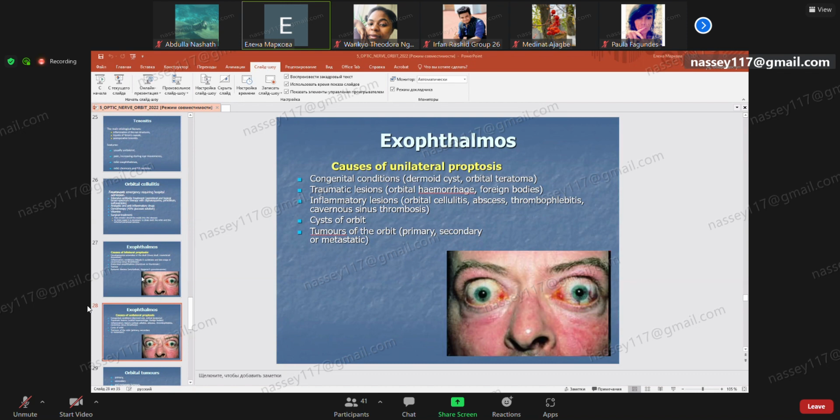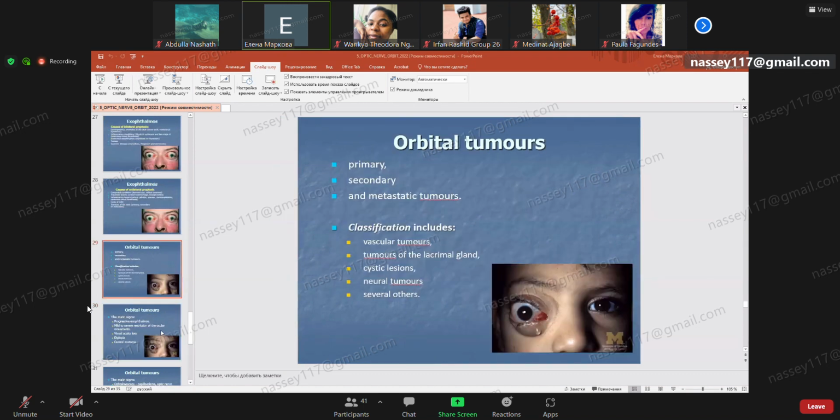So, orbital tumors. Let's talk about this.